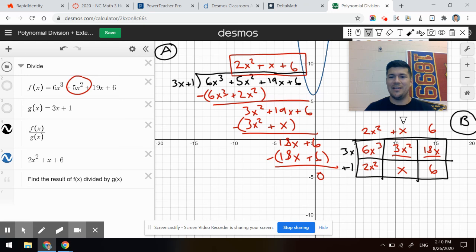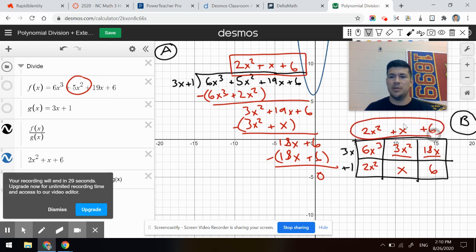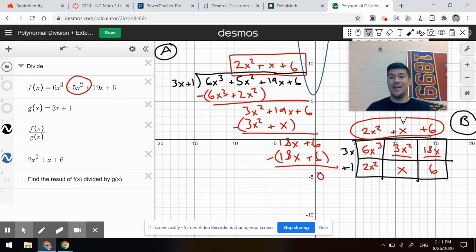So you see, I got the same quadratic factor, 2x squared plus x plus 6. That quadratic factor is the same whether I do long division or factoring by the box, by working backwards. These are sort of the same concept. You can see some of the same numbers, and you get the same result, which you have verified with Desmos. That's your introduction to division. Very good.